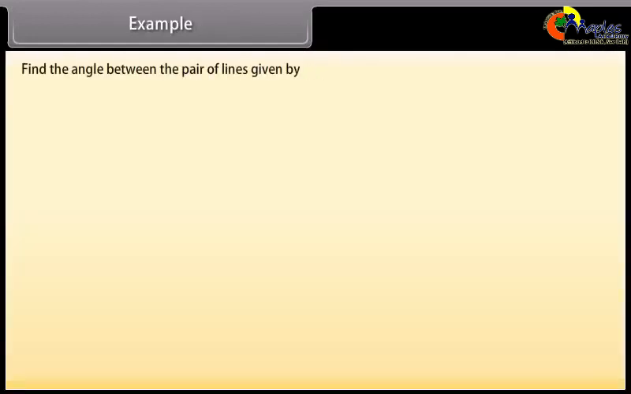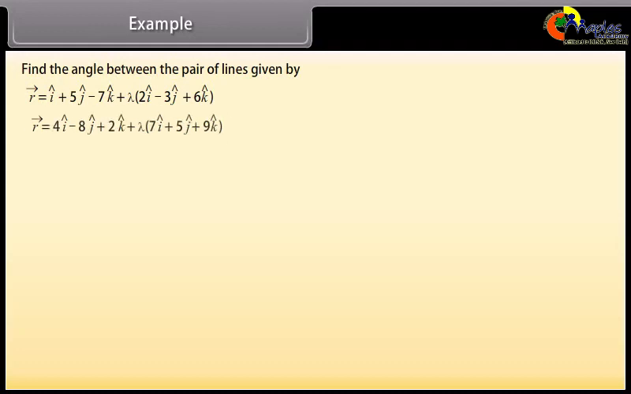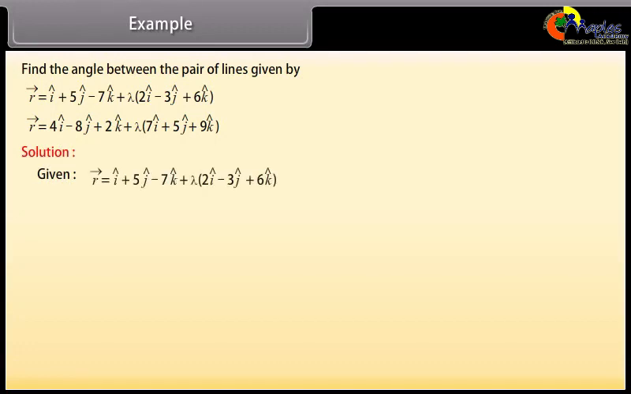Example. Find the angle between the pair of lines given by vector r equals i plus 5j minus 7k plus lambda times (2i minus 3j plus 6k), and vector r equals 4i minus 8j plus 2k plus lambda times (7i plus 5j plus 9k). Solution. Given vector r equals i plus 5j minus 7k plus lambda (2i minus 3j plus 6k), and vector r equals 4i minus 8j plus 2k plus lambda (7i plus 5j plus 9k).